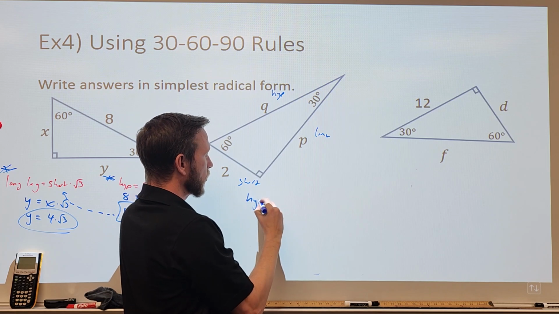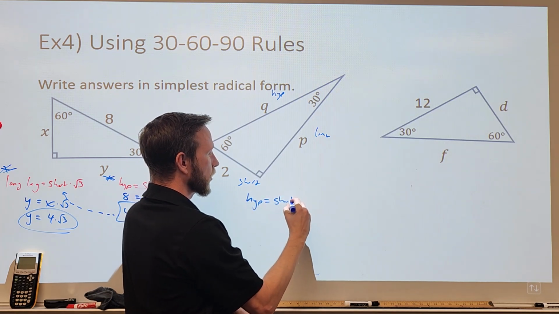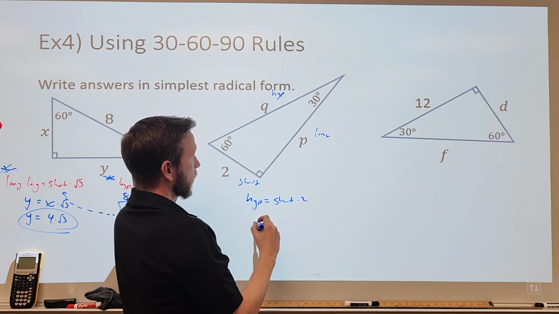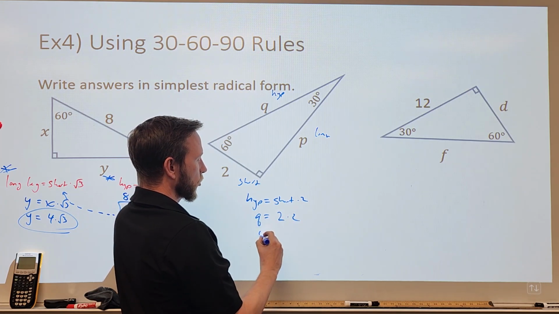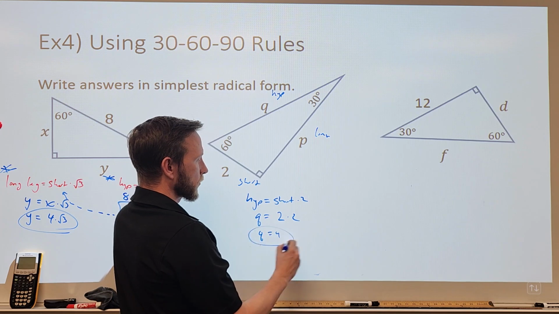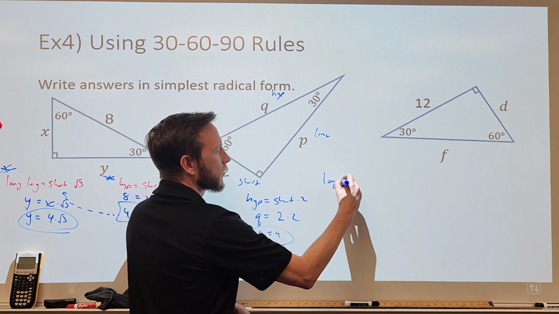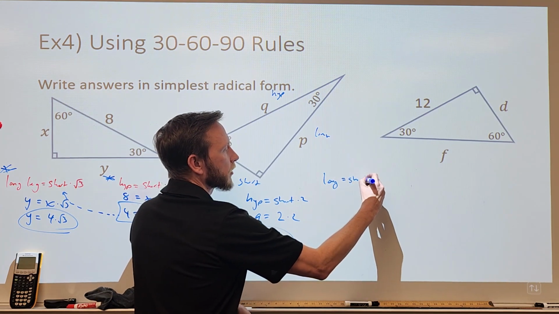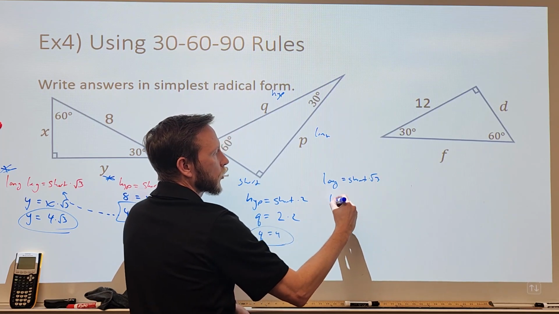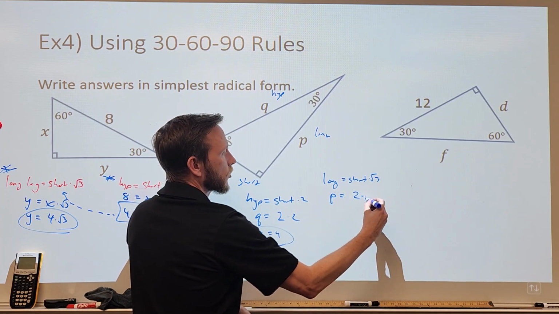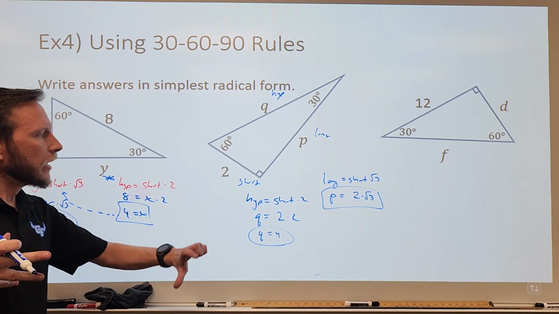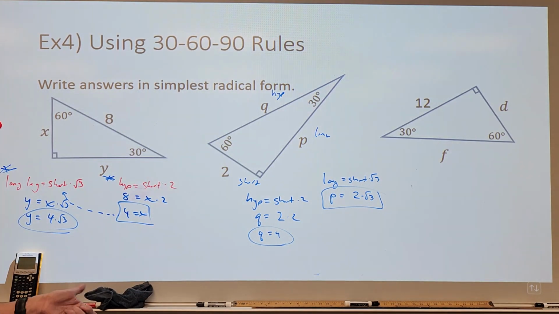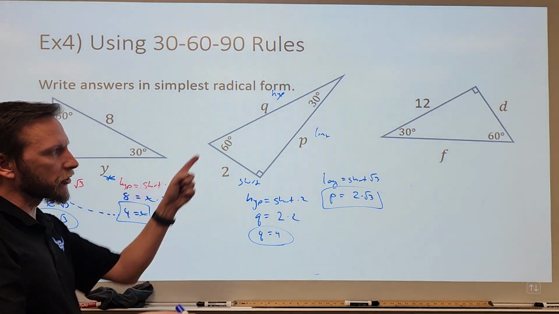We know that the hypotenuse is equal to the short leg times 2. So in this case, I know that Q is equal to the short leg times 2, so I know that Q is equal to 4. I know that the long leg is equal to the short leg times the square root of 3, so I know that P is equal to 2 times the square root of 3. Oh, that's done. Folks, this doesn't have to be difficult.